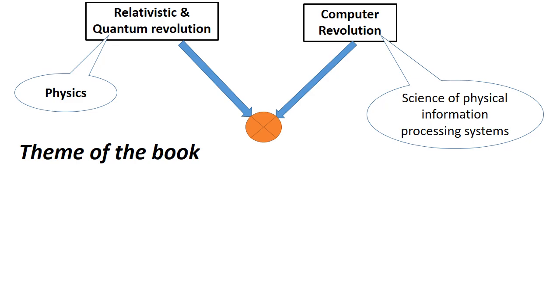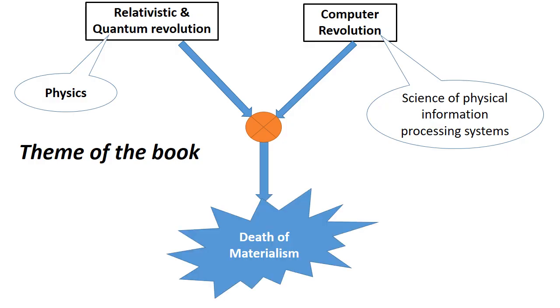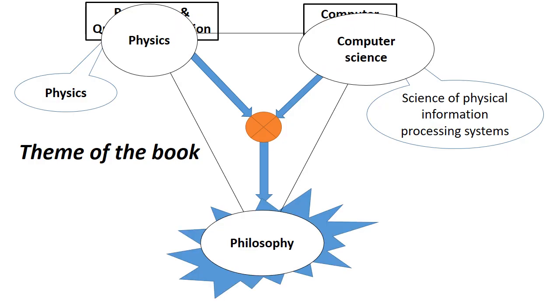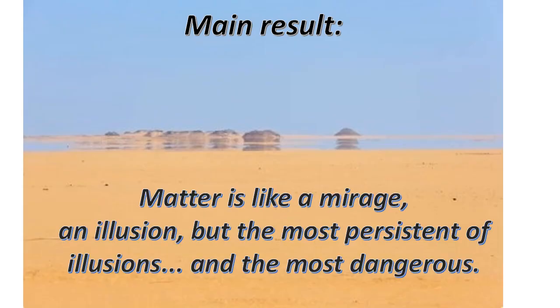On the one hand, there is the revolution in physics and, on the other, the revolution in computer science, in the sense that computer science is the science of physical information processing systems and not just the science of computers. These two revolutions have merged or integrated. This merger has led to the death of materialism. The theme of the book therefore mainly concerns physics, computer science, and philosophy. The main conclusion of the book is that matter is like a mirage. It is an illusion, but the most persistent and dangerous of illusions.